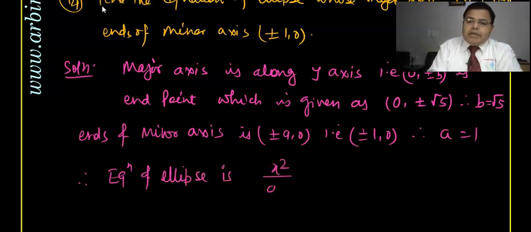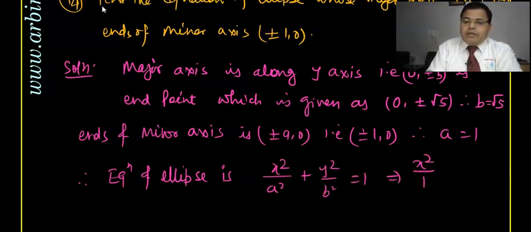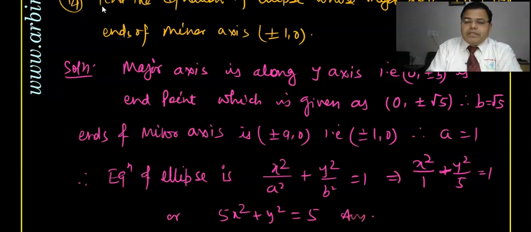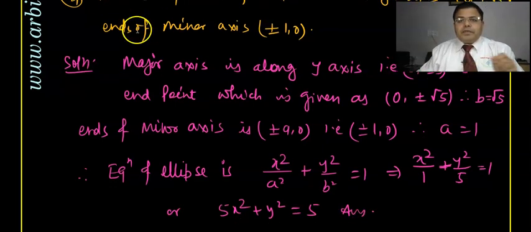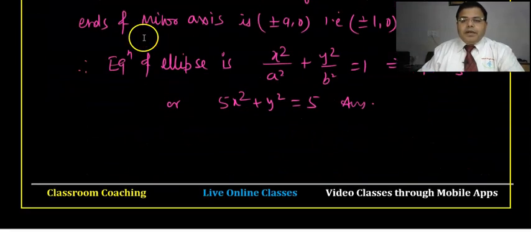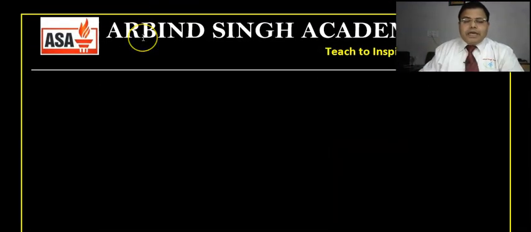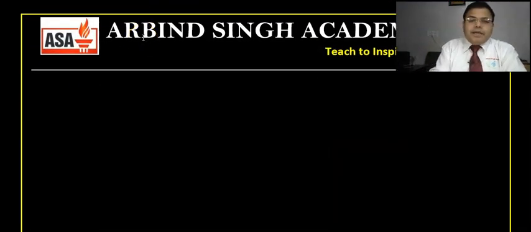Therefore the equation of ellipse is x square by a square plus y square by b square is equal to 1. This implies x square by 1 plus y square by 5 is equal to 1. Or simply we can write 5x square plus y square is equal to 5. That will be the answer. I hope you got it. Okay. Now the next question, that is question number 15.